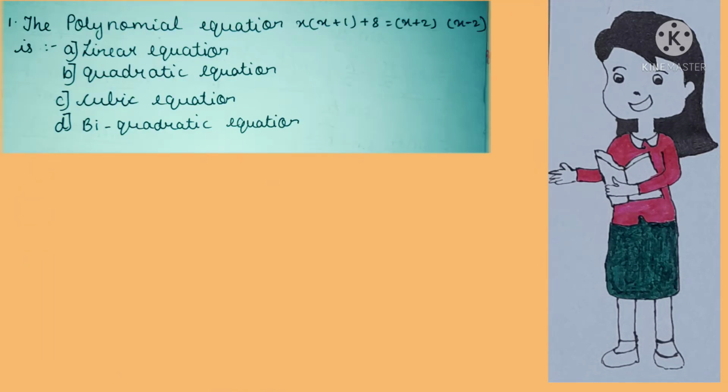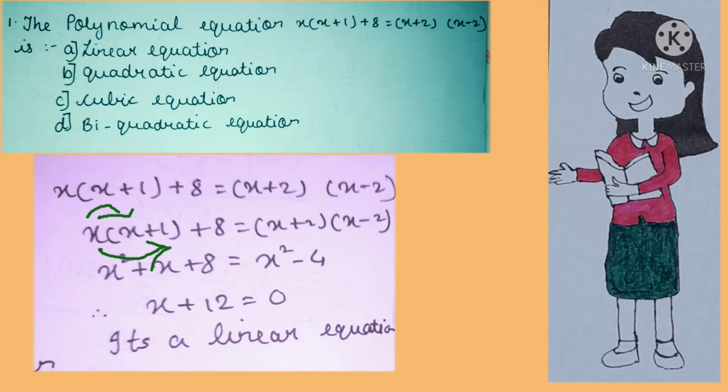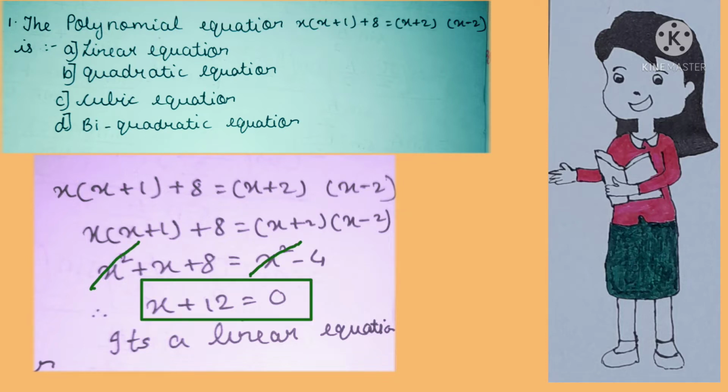The question is the polynomial equation x(x plus 1) plus 8 is equal to (x plus 2)(x minus 2). We need to identify whether the equation is linear, quadratic, cubic or biquadratic. So we will just expand the given equation. x into (x plus 1) plus 8 we have expanded as x square plus x plus 8, and at the RHS, if we do the expansion we will get x square minus 4. And at last we got x plus 12, in which x square is cancelled. So x plus 12 is equal to 0, in which x is equal to minus 12. So this is absolutely a linear equation, which has degree 1. Yes, so the option will be A.